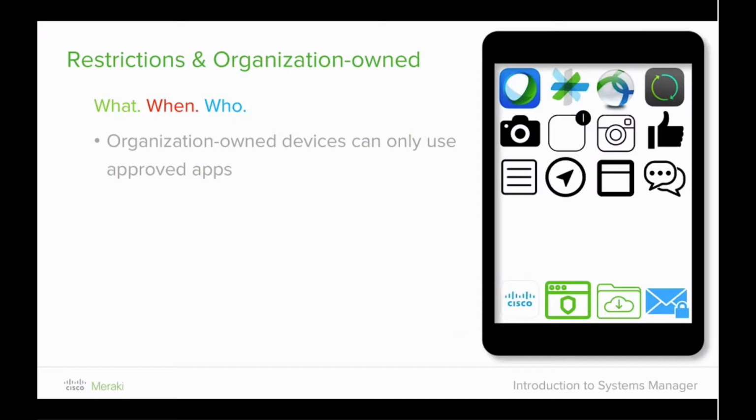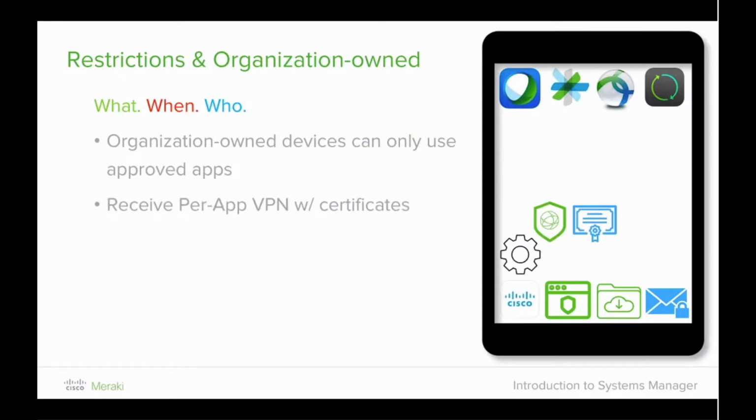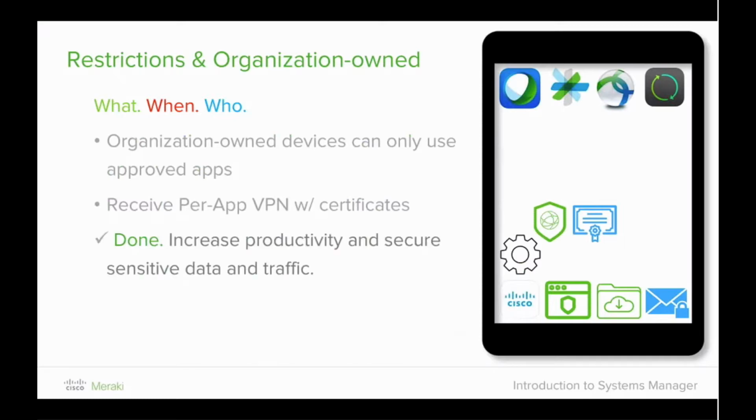Organization-owned devices, I can only use those approved applications that are highlighted on the left-hand side there. You're using the per app VPN again alongside those certificates. And once again, you're increasing productivity as well as securing sensitive data and traffic.